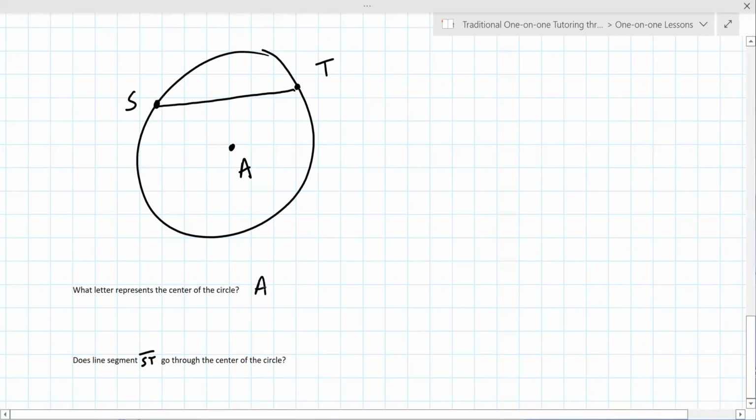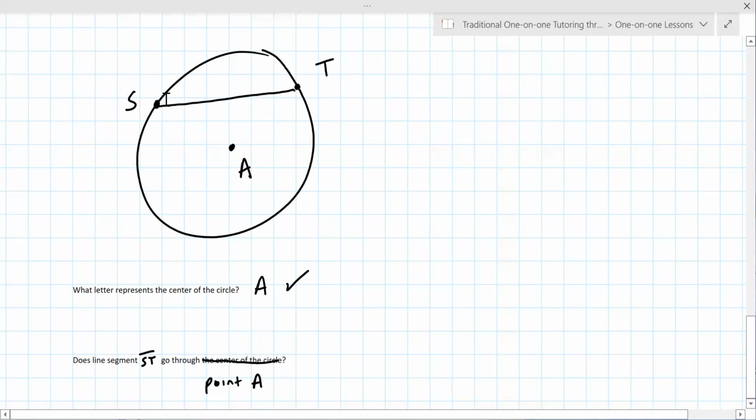Great. Now the next question here, it says, does line segment ST go through the center of the circle? What it really is asking, does line segment ST go through point A? Does this line segment up here go through point A? Does this line segment that I'm highlighting with my cursor go through point A?